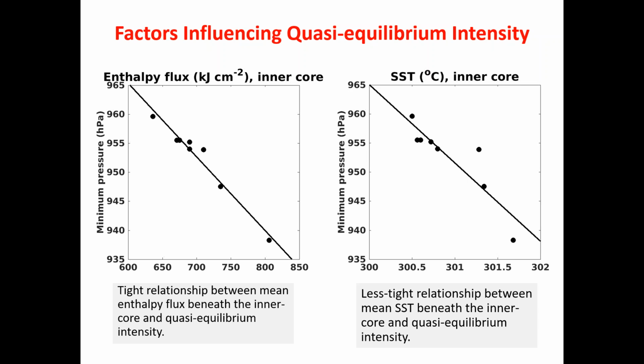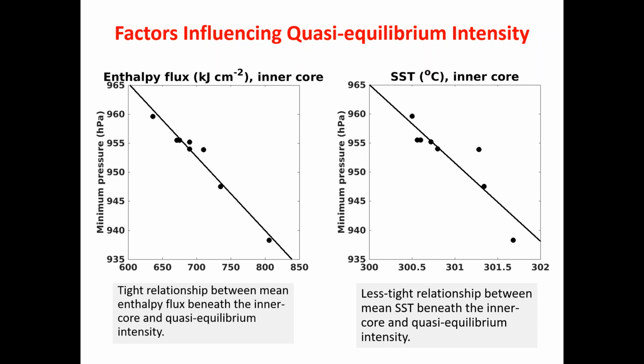Now, given this information, we did, I think, an interesting analysis. The sample size is very small, so this is only really suggestive of the relationships that we're looking for. But if you graph the minimum pressure during quasi-equilibrium versus the enthalpy flux averaged over the inner core region, you can see a very tight relationship between that maximum intensity and enthalpy flux.